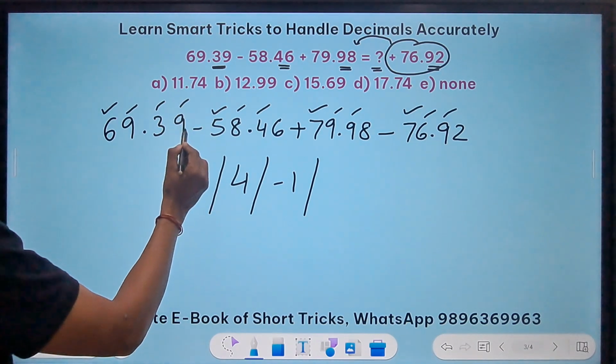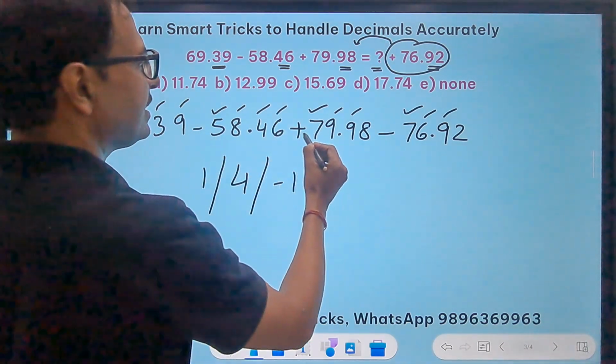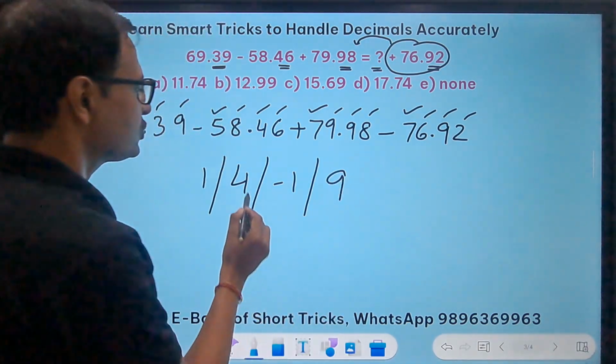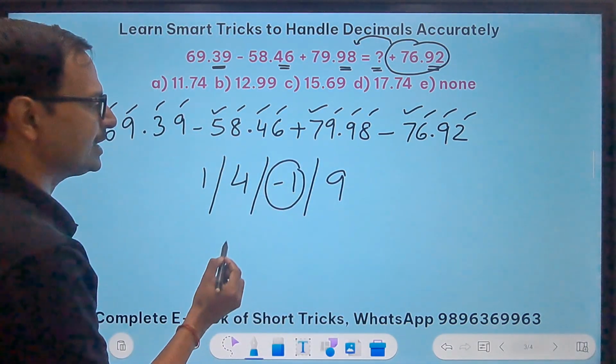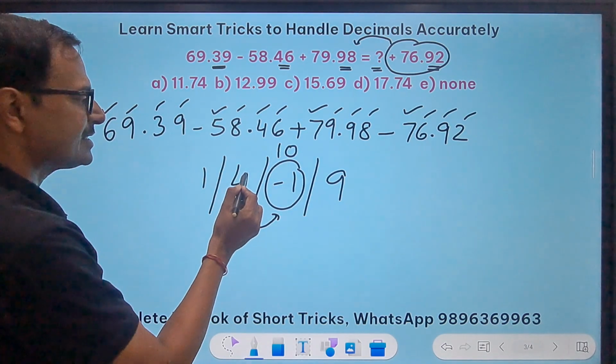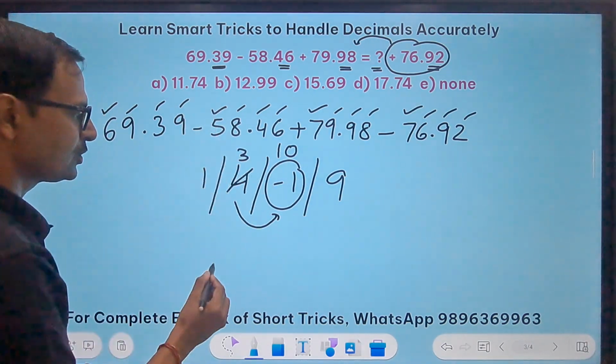And finally 9 minus 6 is 3. 3 plus 8 is 11. 11 minus 2 is 9. So we have a negative number here. So let's borrow 1 from here. This gets subtracted from 10 and this becomes 3. So what is the new number?